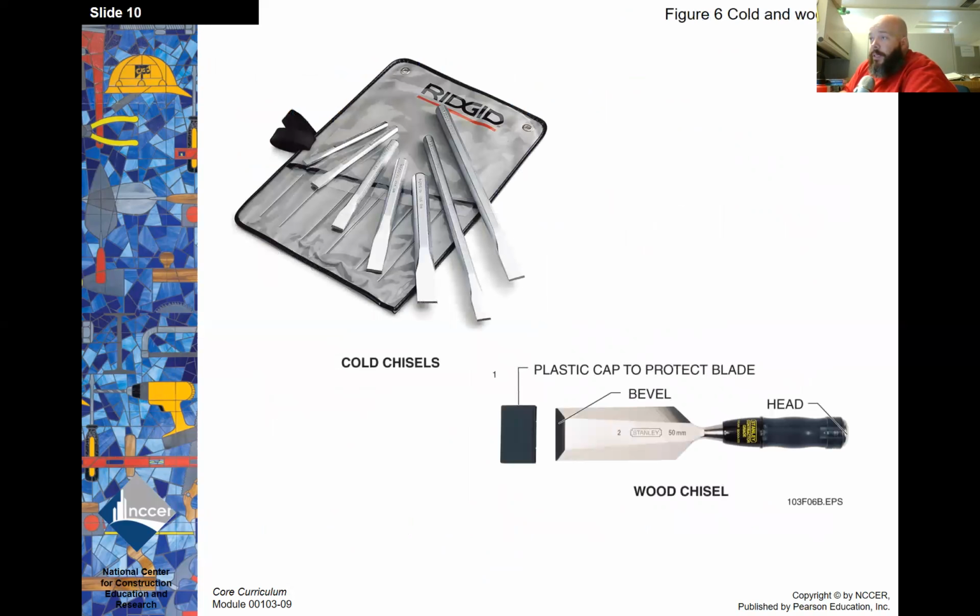Okay, here's a couple different types of chisels. In the top left, we have cold chisels. You would use these with a ball peen hammer to cut rivets or other soft metal. The blade on a cold chisel is beveled on both sides. And then a wood chisel on the bottom right. These are just sharpened with a single bevel, and when sharpened correctly, they can be almost razor sharp.